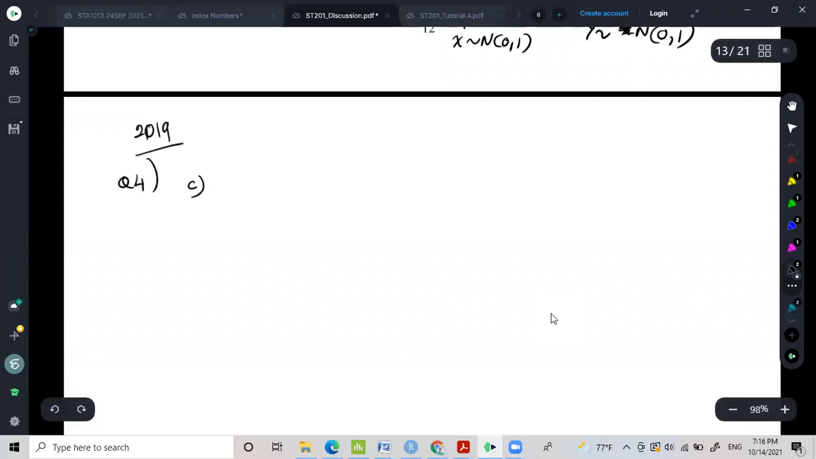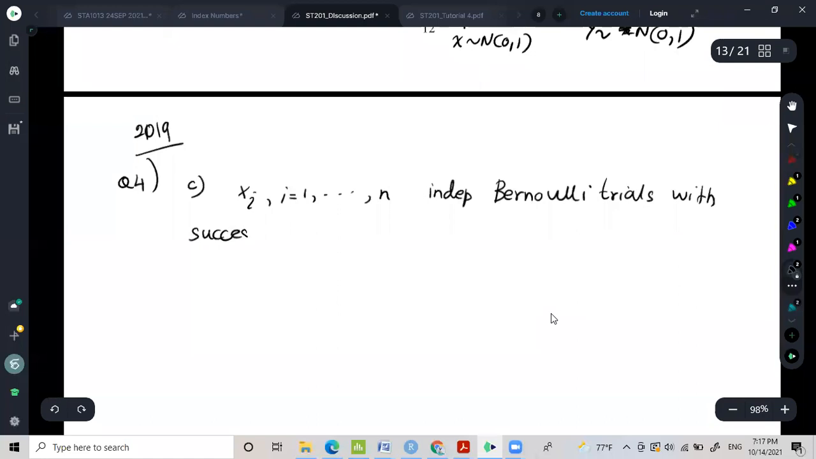So you have Xi, a random sequence from 1 up to n, independent Bernoulli trials with success probability P. And it's given that Yn is the sum of Xi, i going from 1 to n, divided by n. So this is the mean actually, right? We have the sum divided by n. So this is the sample mean.